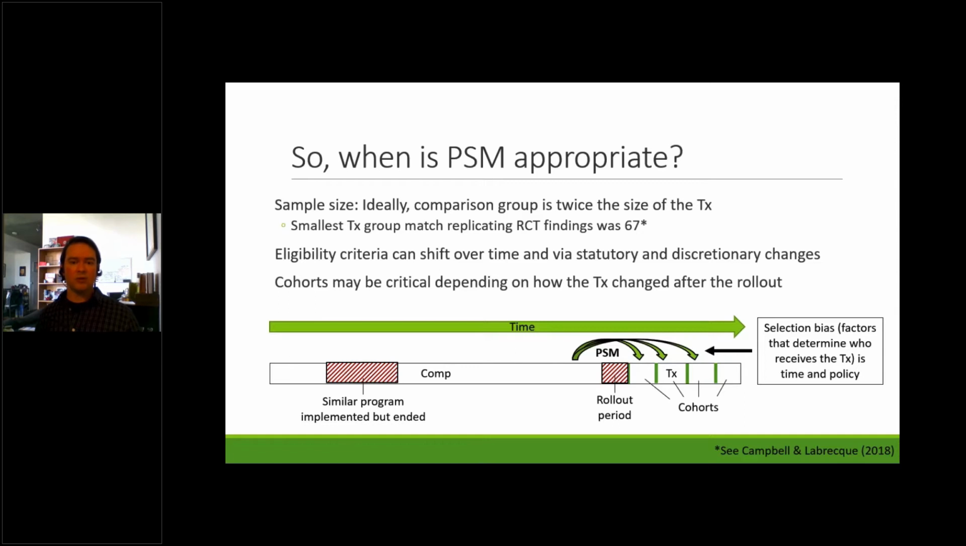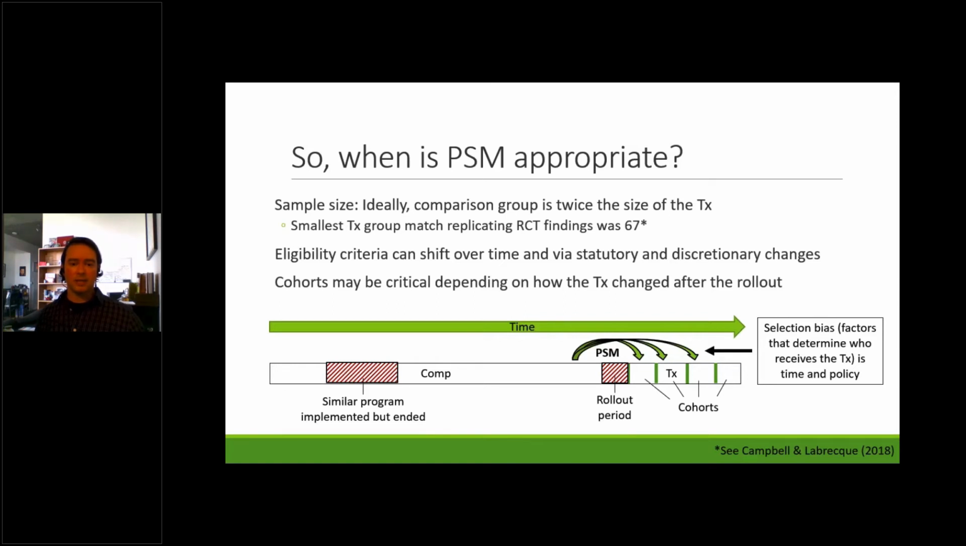Which bodes well for especially a lot of treatment conditions that have a lot of dropouts or you have very few completers. Another thing that we need to keep in mind is that eligibility criteria can shift over time via statutory and discretionary changes. There may be other programs implemented and dropped during this time frame from which you're looking to draw your comparison group.